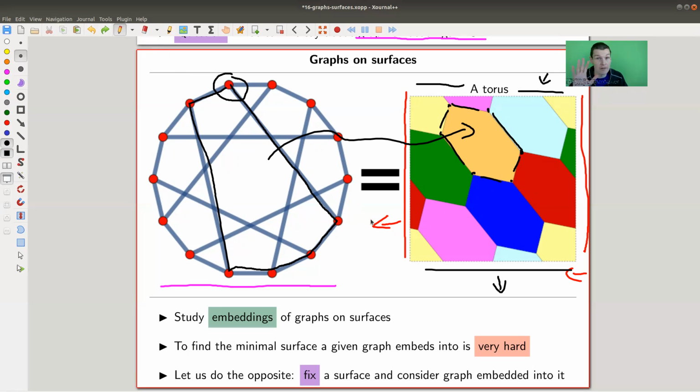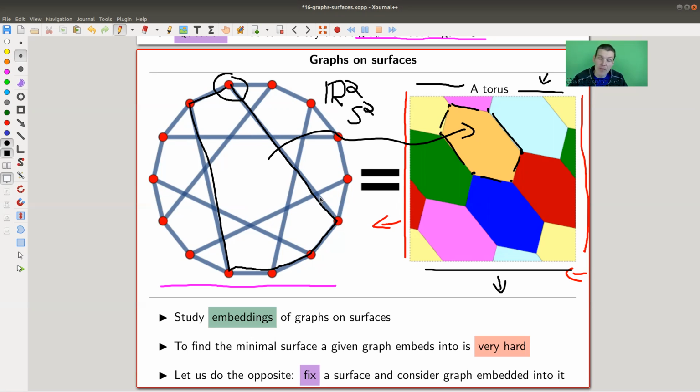So the left-hand side is a graph, and the right-hand side is an embedding, a crossing-less embedding of the graph into the torus. And you can try to see that this graph actually does not embed into R3 or the sphere, which is kind of the same anyway, without crossings. So that's an interesting problem: fix a graph, and what is the minimal surface that the given graph embeds into? That turns out to be a very hard problem. For a fixed graph, finding the minimal surface where it embeds is quite complicated. But the opposite problem is kind of easier.